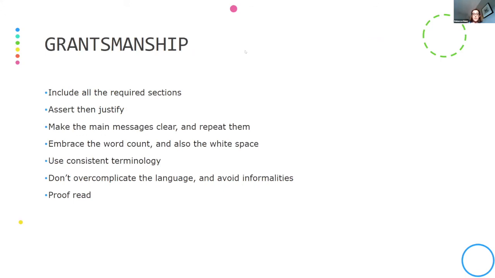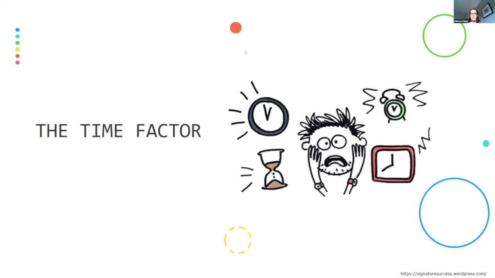A little bit about grantsmanship, making sure that when you complete applications, you complete them for that particular funder, and you include all the sections that the funder requires. Making sure that the messages you have in there are very, very clear about the importance and how you plan to address this. Make sure you use consistent terminology and you don't overcomplicate things. And importantly, that you proofread. It's amazing how many errors can creep in and require quite a lot of final review.